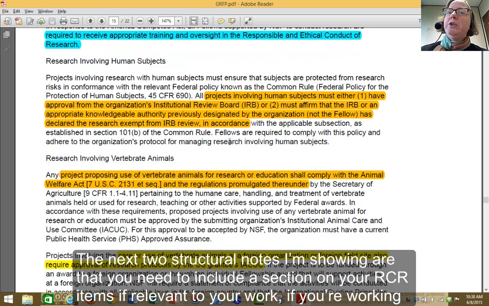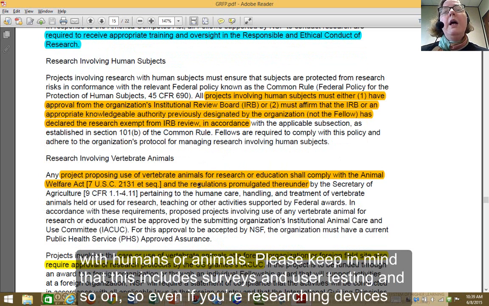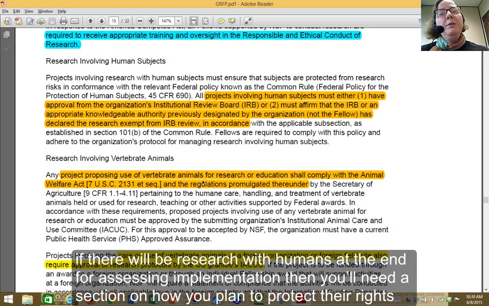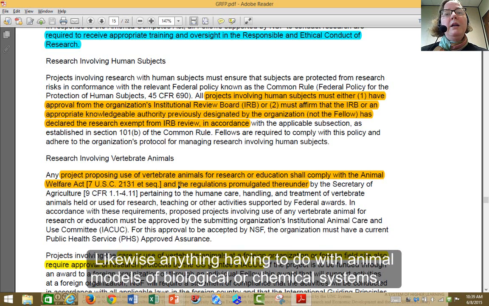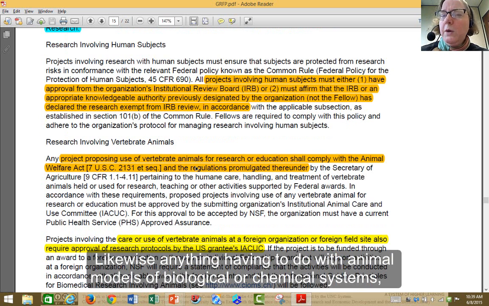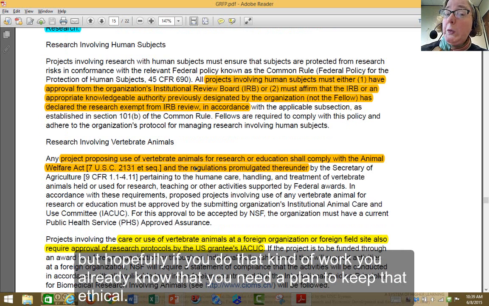The next 2 structural notes I'm showing is that you need to include a section on your RCR items if they're relevant to your work, if you're working with humans or animals. Please keep in mind that this includes surveys and user testing and so on, so even if you're researching devices, if there will be research with humans at the end for assessing implementation, then you'll need a section on how you plan to protect their rights and be ethical. Likewise, anything having to do with animal models of biological or chemical systems, but hopefully if you do that kind of work, you already know that you need a plan to keep that ethical.